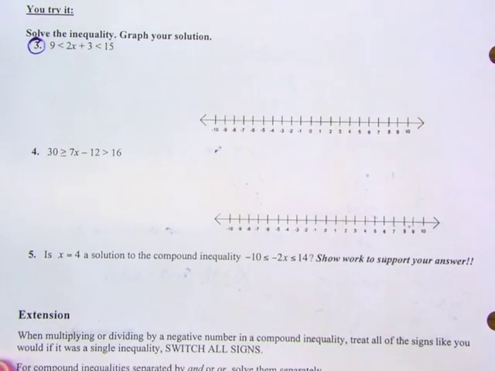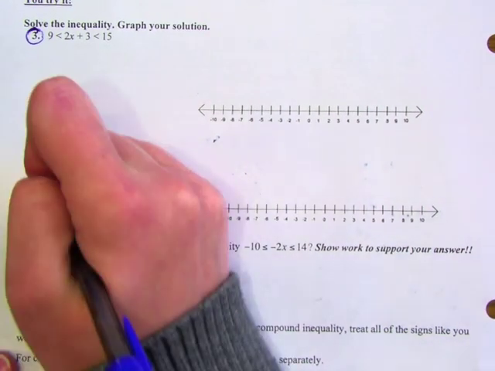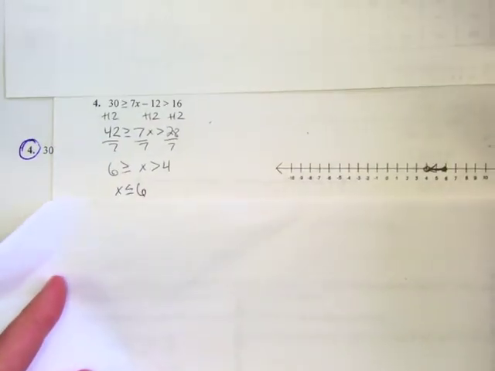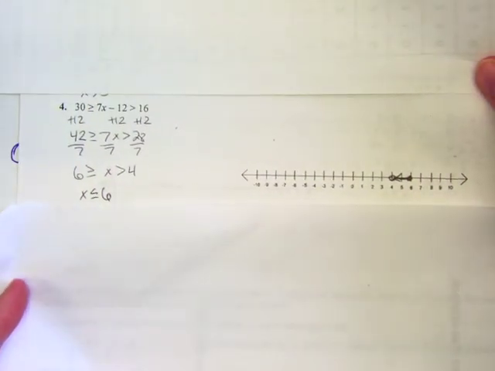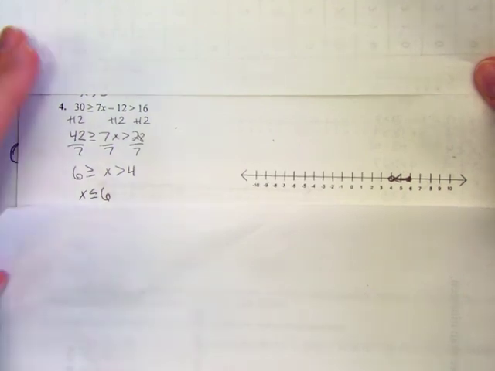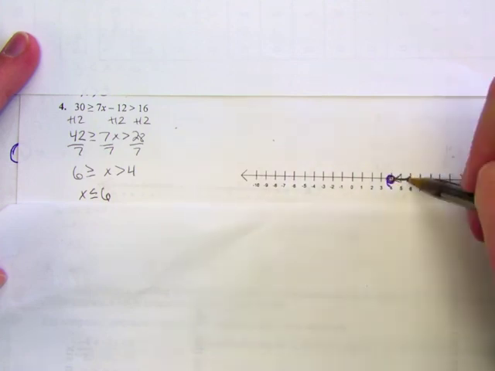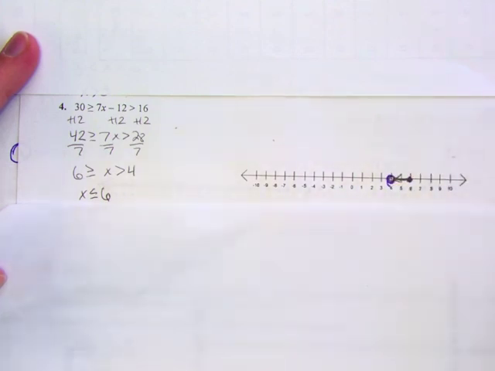Okay, now pause the video again and do question number 4. If you're playing the video again, you should have done question number 4. If not, pause the video now and do question number 4. Otherwise, here's the answer to question number 4. It's kind of hard to see, but this is an open circle on 4 and a closed circle on 6.